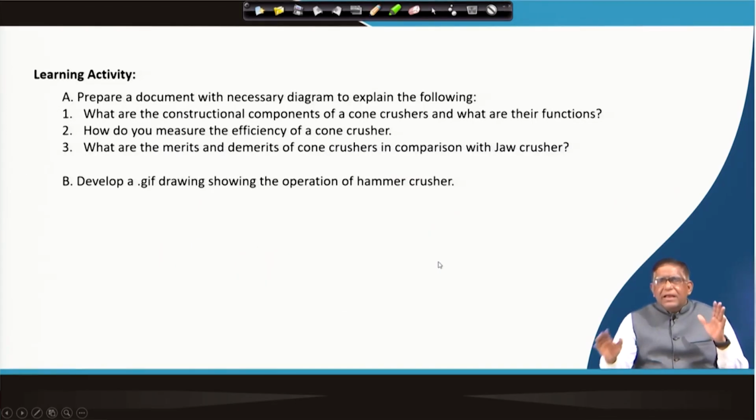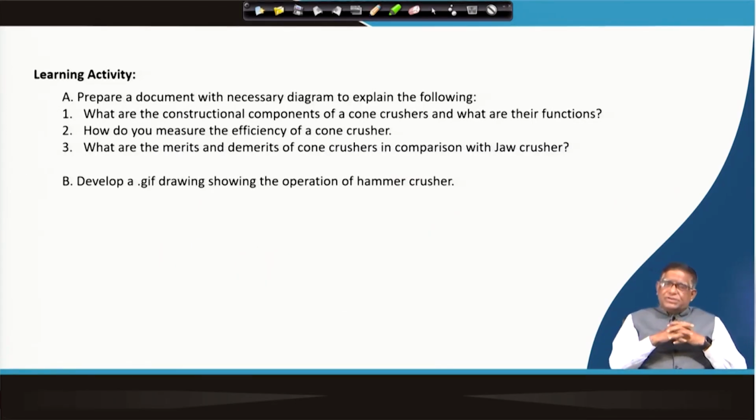So, there are different ways we can do secondary crushing and its operations, but you will have to learn how to manage the handling system, and your learning will happen when you take up some learning activity. I wish that you prepare a document with the necessary diagrams to explain the constructional components of a cone crusher. We have discussed it a little bit, but by only listening to the class you will not learn, you will have to do it by yourself, at least draw a freehand sketch, then only you will be able to do it.